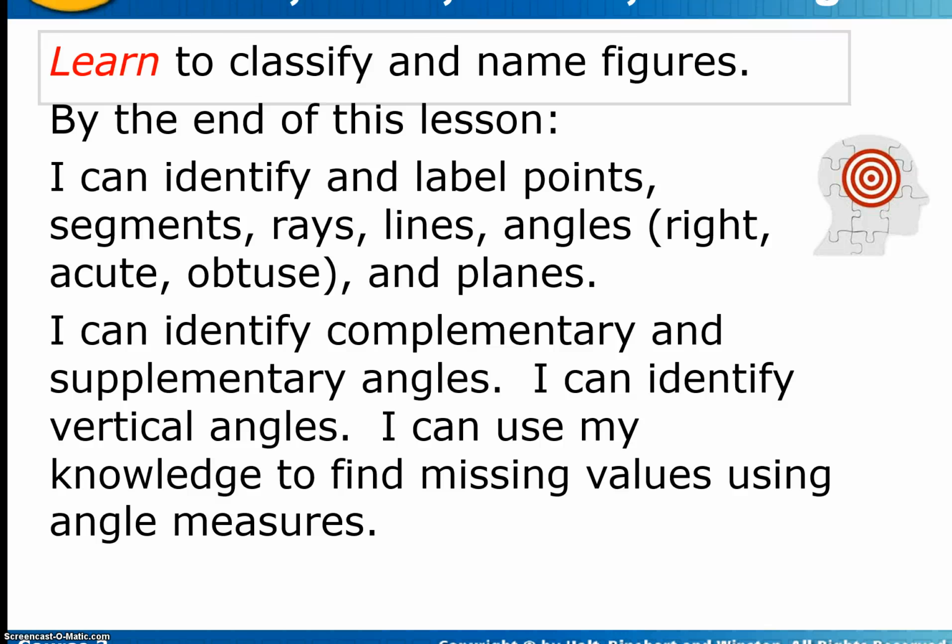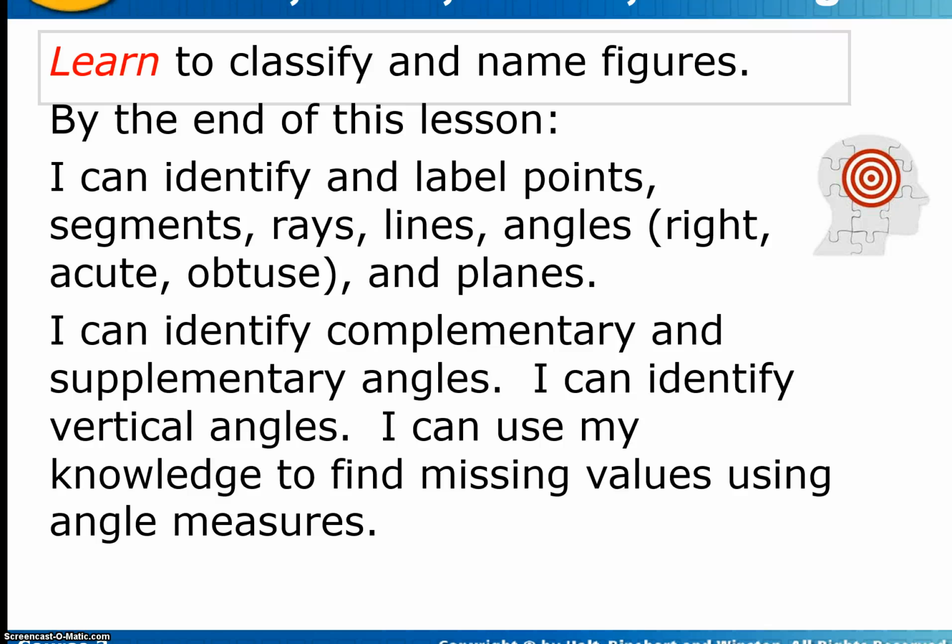So today, before the end of this lesson, I would like you to be able to identify and label points, segments, rays, lines, angles, either right, acute, obtuse, and plane figures. Identify complementary and supplementary angles, and know the difference between them. Identify vertical angles, and use all of this knowledge to find any missing values in angle measures.